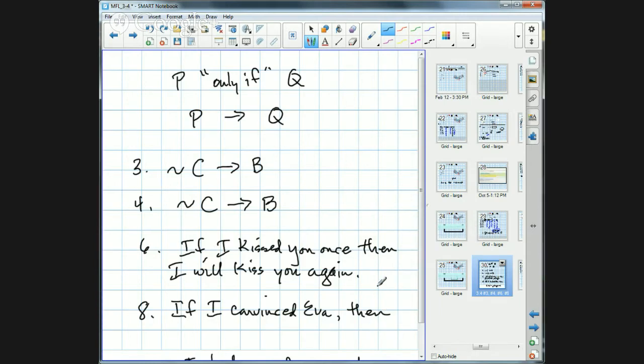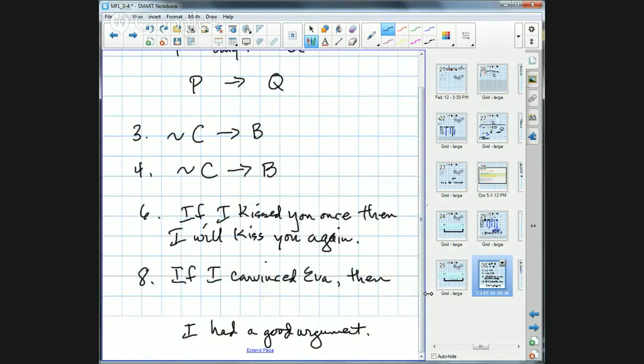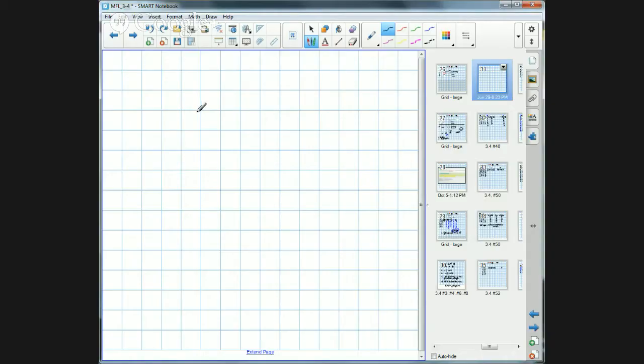Okay, take a peek at number 11. A necessary condition for a stable economy is that we have low unemployment. And the key word there is necessary.